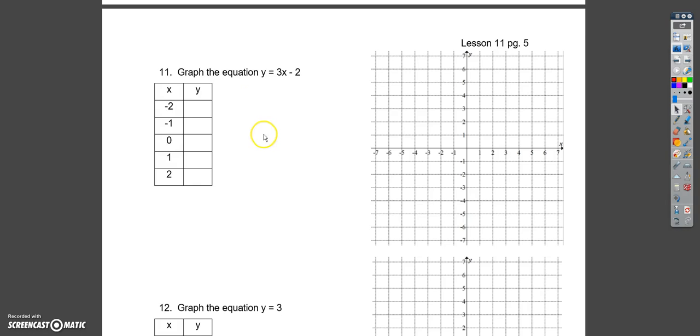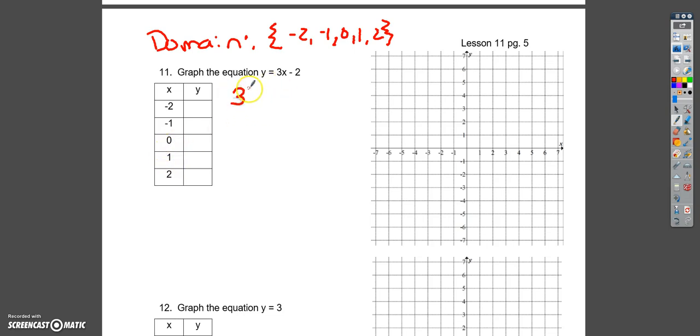Lesson 11, Part 3. Let's graph the equation y equals 3x minus 2. And they gave us our x values, which are also called the domain. So our domain is -2, -1, 0, 1, and 2. And we have to substitute each of these values in. So 3 times -2 minus 2 would be -6 minus 2, which equals -8.